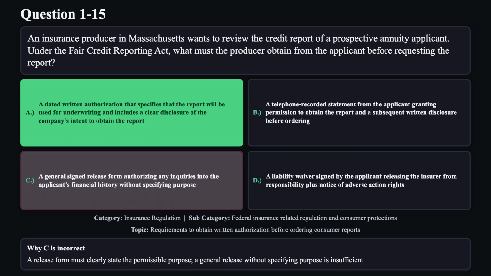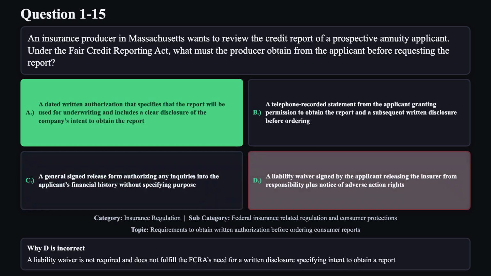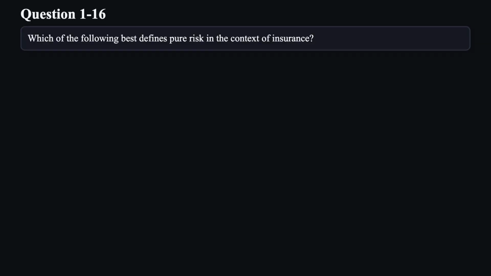Reason C is not correct. A release form must clearly state the permissible purpose. A general release without specifying purpose is insufficient. Reason D is not correct. A liability waiver is not required and does not fulfill the FCRA's need for a written disclosure specifying intent to obtain a report.